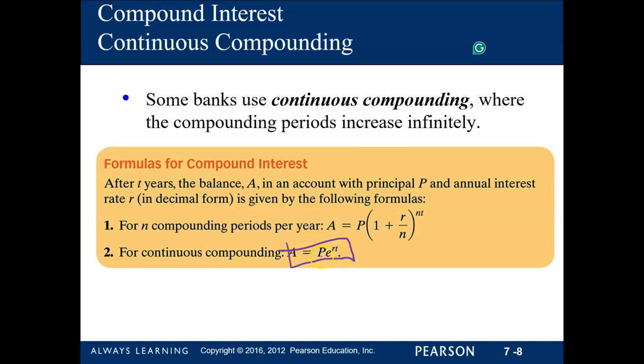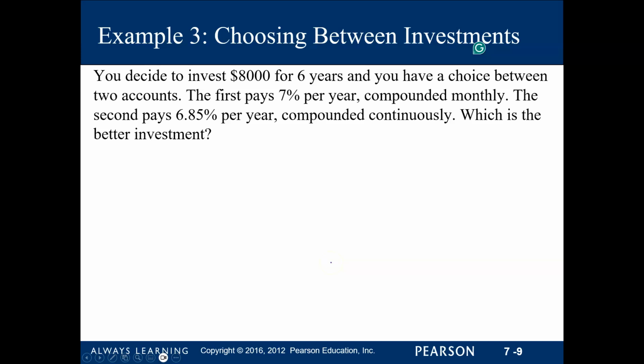So how would you know if you need to do continuous compounding? You gotta read the problem very well. It will say in the problem what kind of compounding needs to be done. So let's have this example. You decide to invest $8,000. So invest, this is our P, for 6 years, we know that this is our time. And you have a choice between two accounts, so we are going to be doing some comparison.